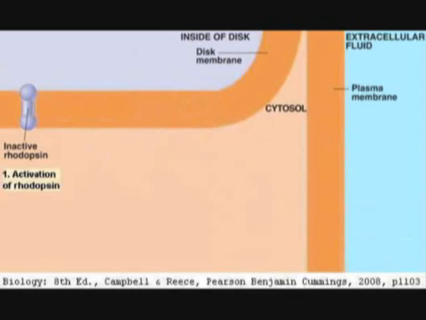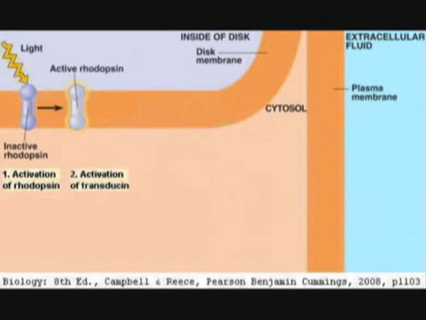The first step is activation of rhodopsin. This occurs when a photon strikes the 11-cis retinal molecule in rhodopsin. The energy of the photon causes 11-cis retinal to isomerize to 11-trans retinal. The change in shape of retinal causes a conformational change in the opsin protein that binds it, leading to activation of rhodopsin.